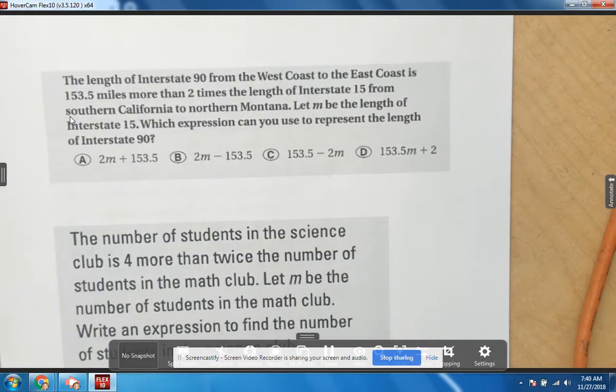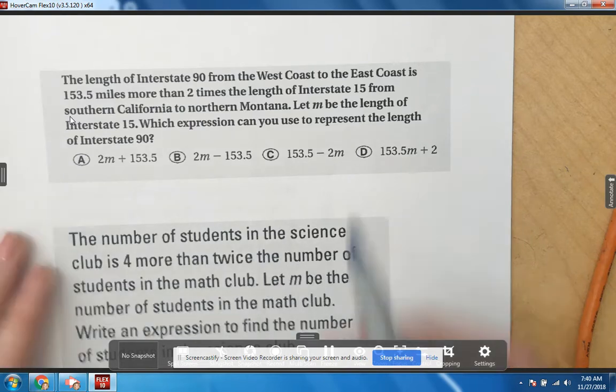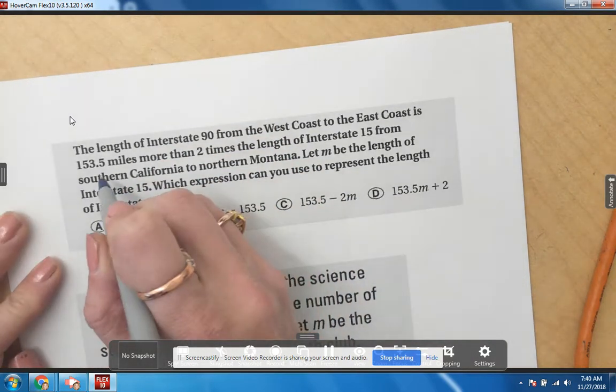Okay, now we're going to apply this type of logic to a word problem. It says the length of Interstate 90 from the west coast to the east coast is 153.5 miles more than 2 times the length of Interstate 15 from Southern California to northern Montana. Let M be the length of Interstate 15. Which expression can you use to represent the length of Interstate 90? This is a lot of work here, but the main part we're looking at is right here.